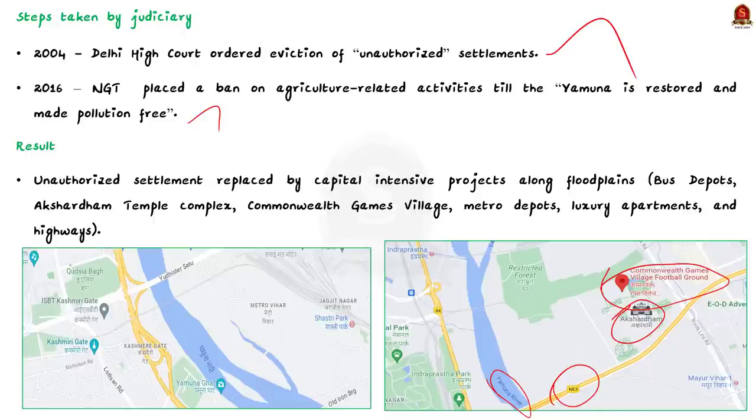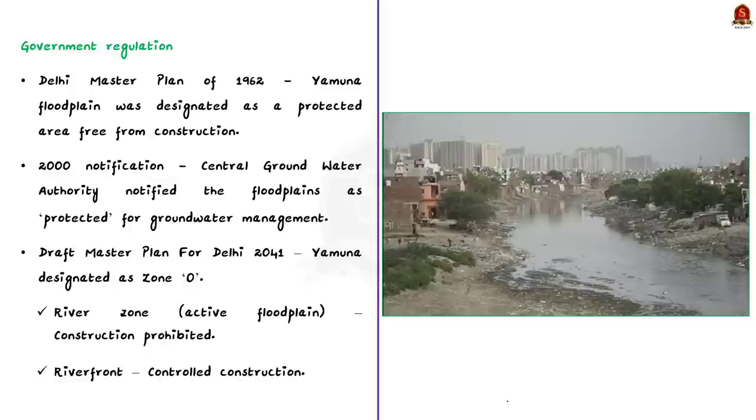It is not like the government did not know about the ill effects of allowing human settlements along the floodplains. There are many government regulations that have provisions regarding conservation of floodplains, but it is in the implementation where the government has failed. For example, the Yamuna floodplain was designated as a protected area free from construction in the Delhi Master Plan of 1962. Then in the year 2000, the Central Groundwater Authority notified the floodplains as protected for groundwater management. Finally, in the draft Master Plan for Delhi 2041, the Yamuna floodplains were designated as Zone O.